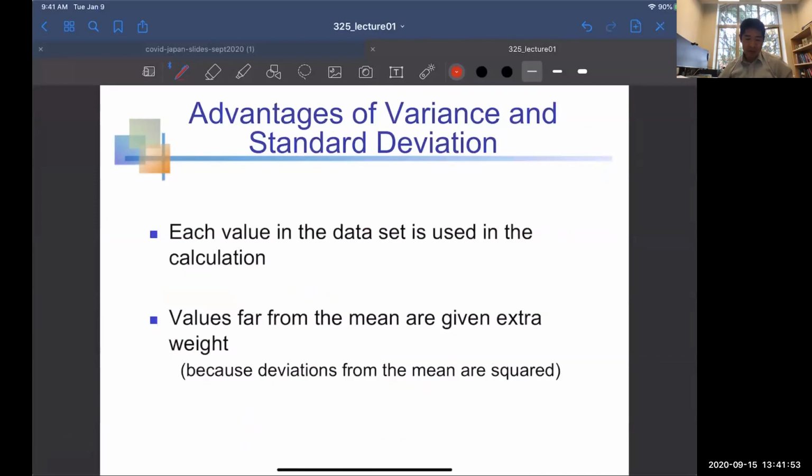So the advantage of variance and the standard deviation is that each value in the data set is used in the calculation. That's an advantage, but if there is an outlier, this could be a disadvantage. Values far from the mean are given extra weight. So, actually, this is an important point.